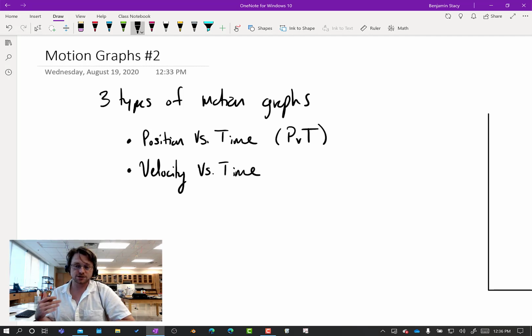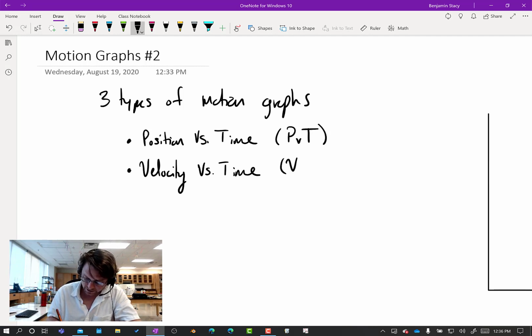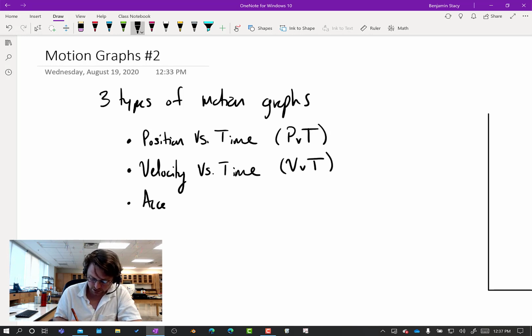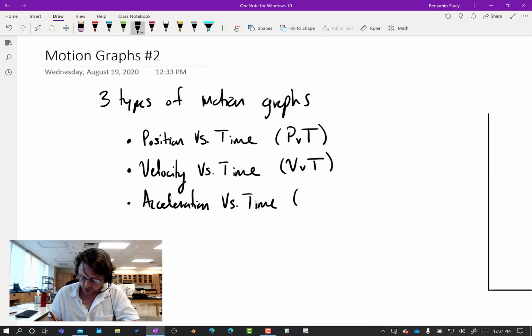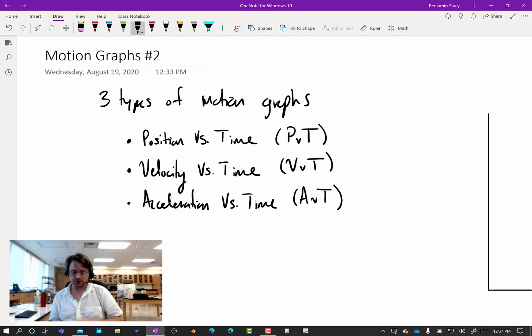The other type is the velocity versus time graph, also read as velocity as a function of time, so velocity on the y-axis and time on the x, or VVT for short, and then acceleration versus time. There's also a video on the kinematic variables like position, velocity, and acceleration. Make sure you have those key terms down. So these are the three types of motion graphs that we deal with.